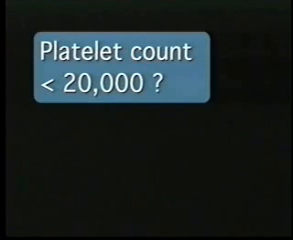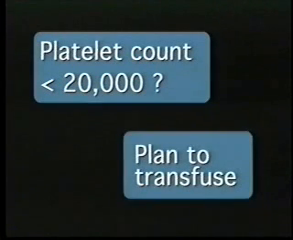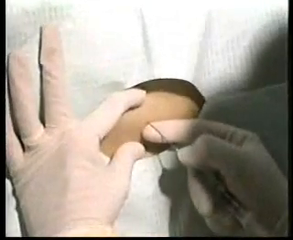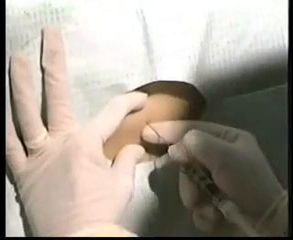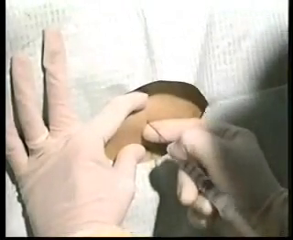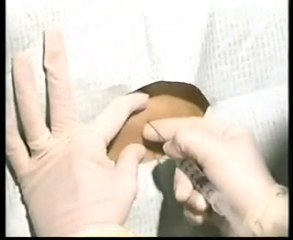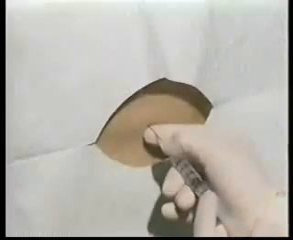If the platelet count is under 20,000, plan to transfuse platelets either just before or during the procedure. Finally, the needle can stimulate regional nerves, causing paresthesia. If the patient shows any discomfort, remove the needle and wait until it resolves before resuming the procedure.